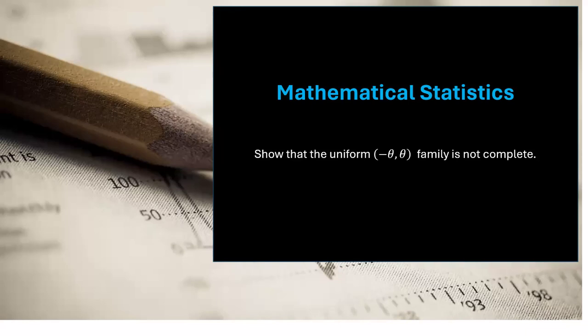Today, the problem we're going to solve is related to the concept of complete statistics, or whether the distribution family of a random variable is a complete family. Today we're going to show that the uniform distribution from negative theta to theta is not complete. All right, let's go ahead and get started here.